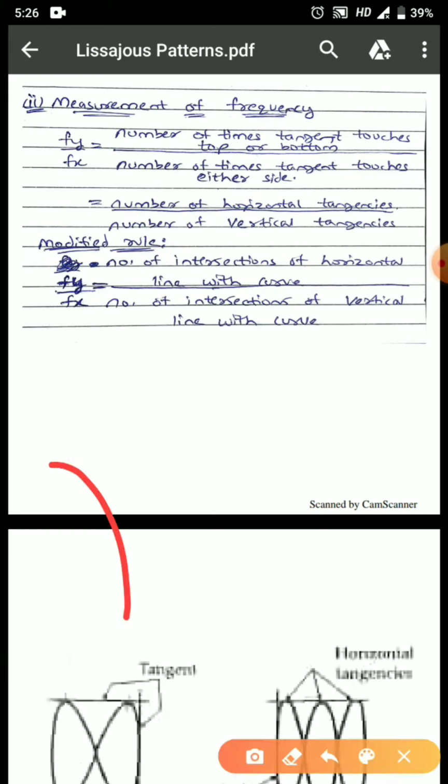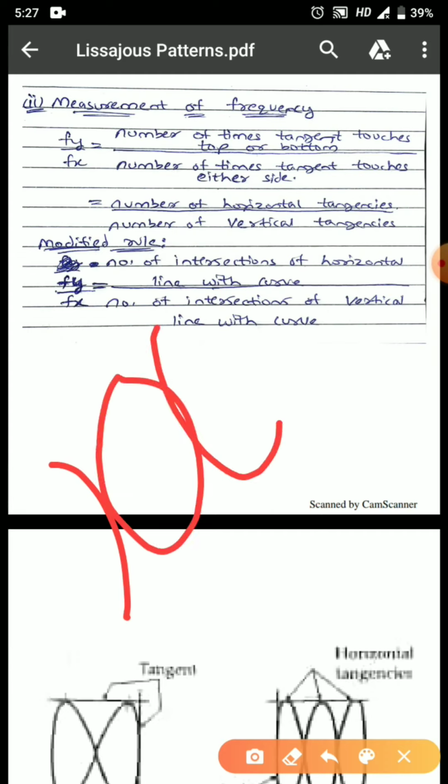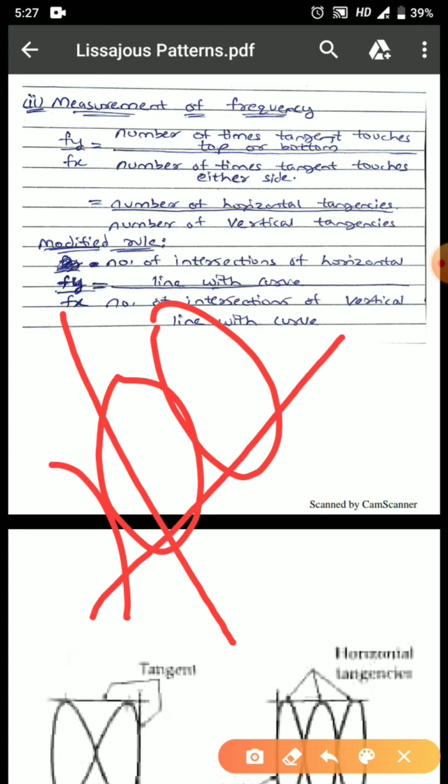Now how to determine that? For example, this is the pattern. Now what I will do is, I will have to sketch a horizontal line. The horizontal line should be in such a manner, in this manner, where anywhere I can draw the horizontal line. Then I have to draw a vertical line. Now for example, let me draw the vertical line here. Now I have to check how many times these lines are intersecting the pattern.